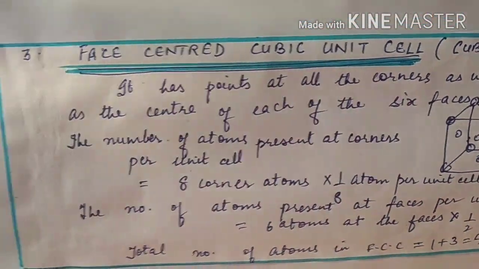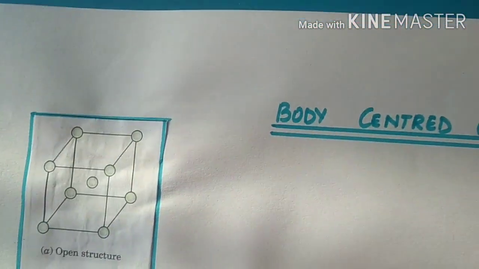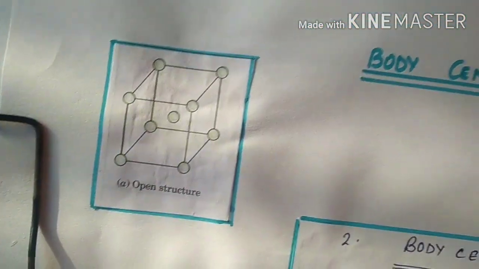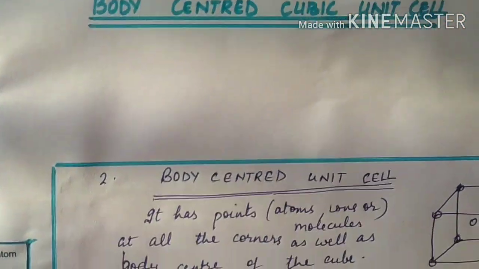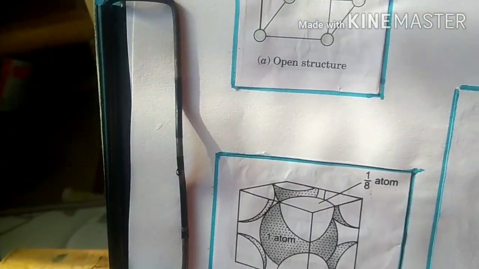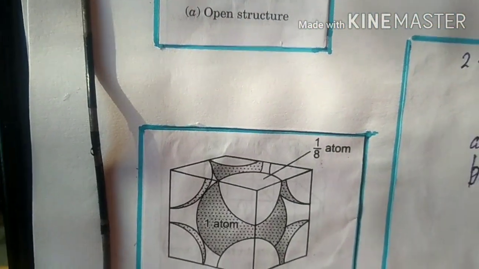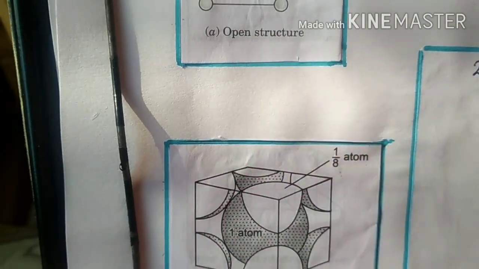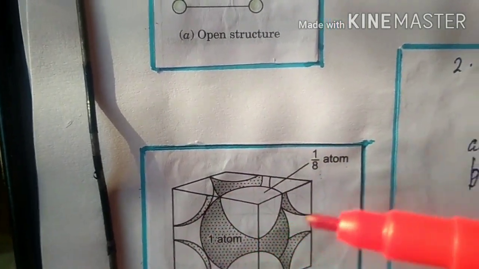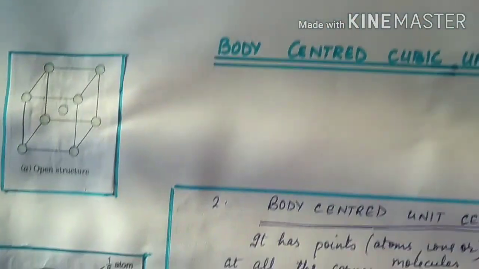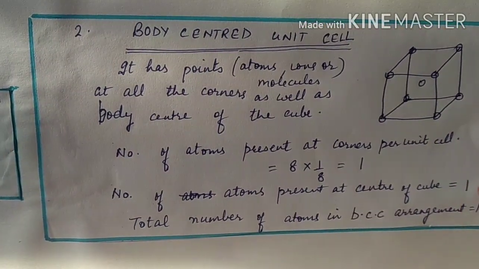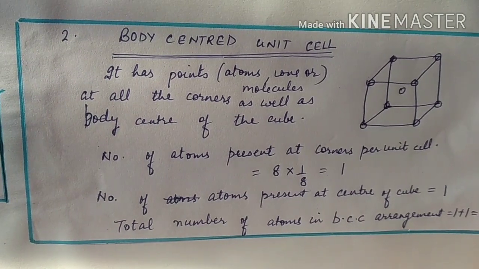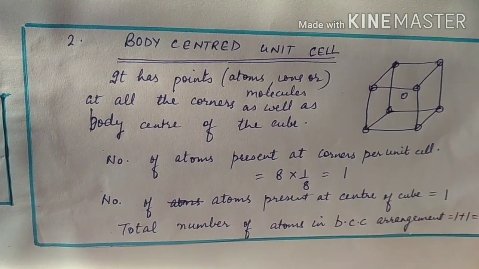Next is body-centered cubic unit cell. A body-centered cubic unit cell, its open structure shows that atoms are present at the corners and in the center of the body. And the contribution is 1/8 of each atom present at the corner and one full atom within the center of the body. So the total number of atoms in a body-centered cubic unit cell will be 8 into 1/8 at the corners and 1 in the center. So 1 plus 1, 2 atoms are present in a body-centered cubic arrangement.